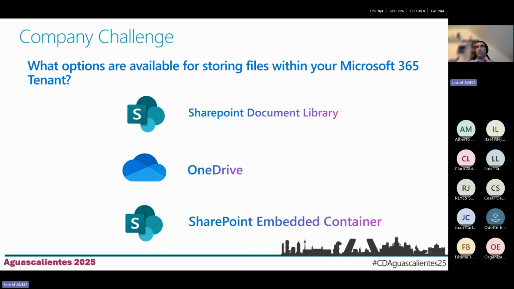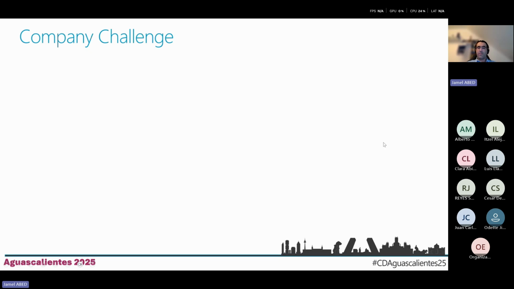We also have a fourth option when you want to store files in blob storage. It's a fourth option, but today I will show you how to use a SharePoint Embedded container and a SharePoint site with Copilot agents.